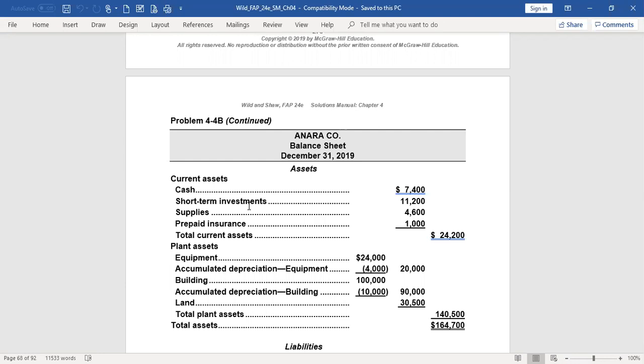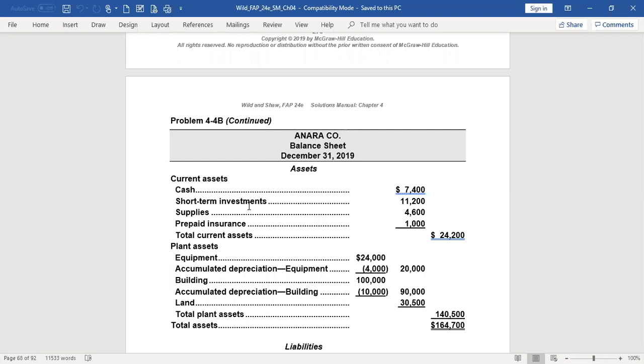Now let's go to non-current assets. The only non-current assets this company has are plant assets. So we label, and then we list each one, remembering to subtract any accumulated depreciation related to it as we list it. So equipment we listed first. It doesn't matter which one's listed first either. Sometimes people put land, then buildings, then equipment. It doesn't matter. Equipment though, we list the balance of the equipment account, $24,000.